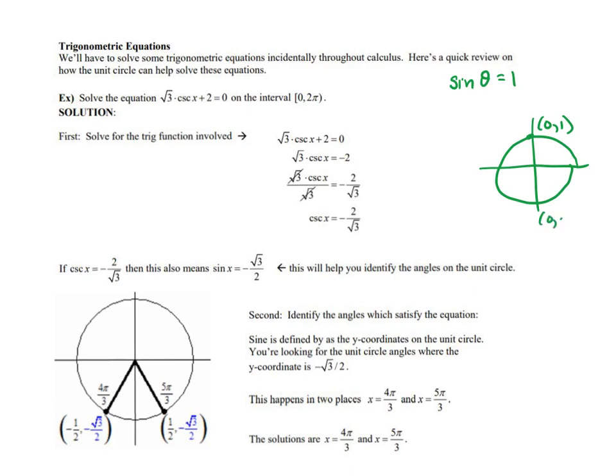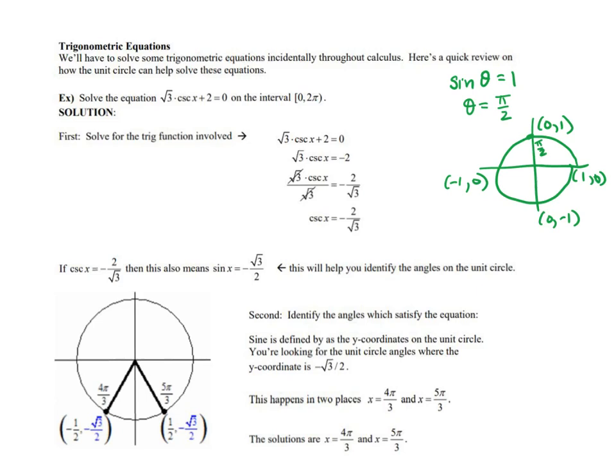Because down here is 0, negative 1. Here has an x of 1. Here has an x of negative 1. So the only point up here that has a sine of 1, and the angle at that point is pi over 2. So the solution to this equation is pi over 2. Now, other ones are a little trickier.